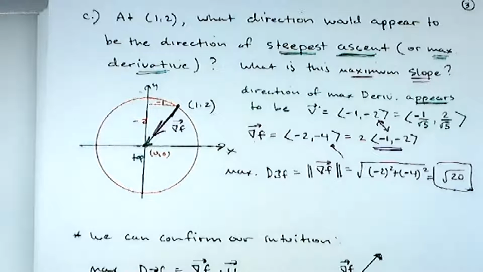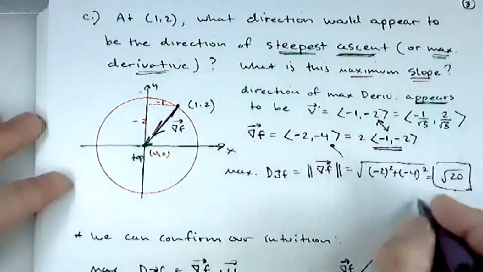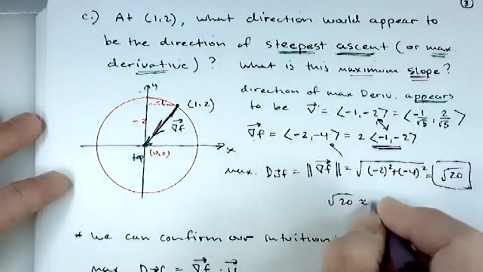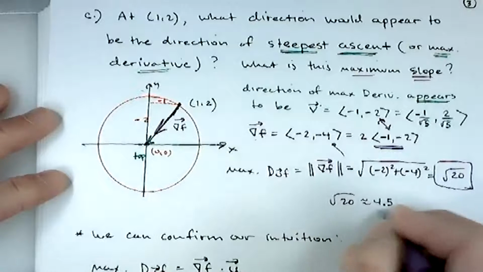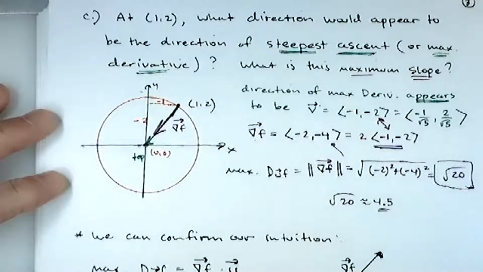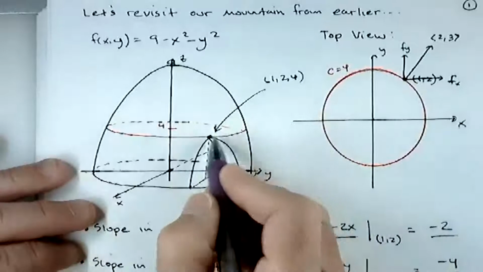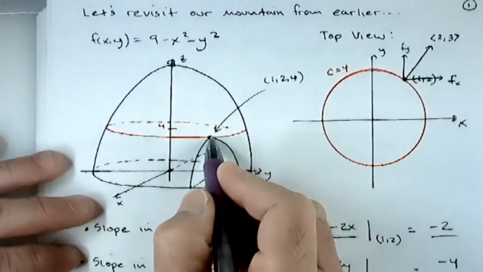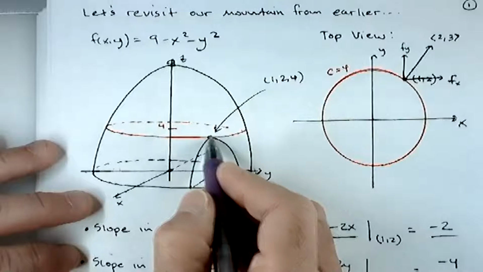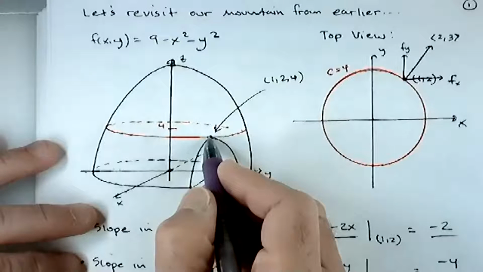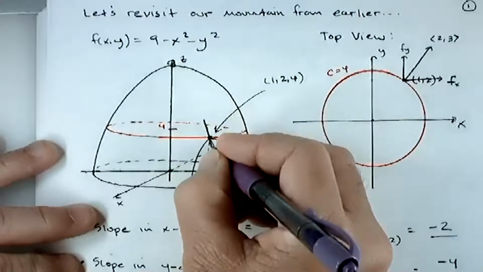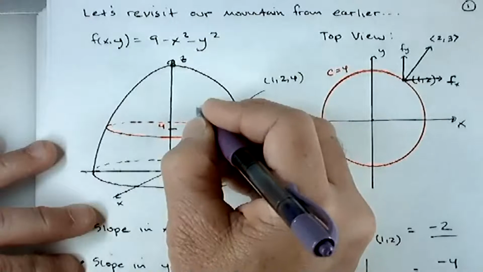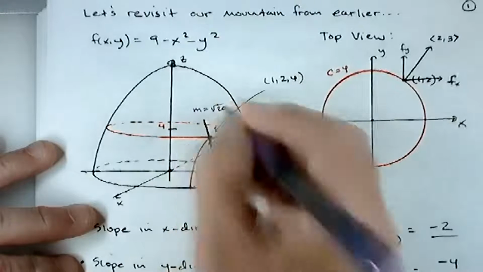Okay, so what this says is root 20 is about, I'm guessing here, let's say 4.5, right? If you're on the side of this mountain, right here, and you're interested in the steepest possible slope, you should face the direction of the gradient. The slope you will encounter if you move in that direction, this slope right here, which is the biggest possible slope, would be root 20. My slope of that line is the square root of 20.